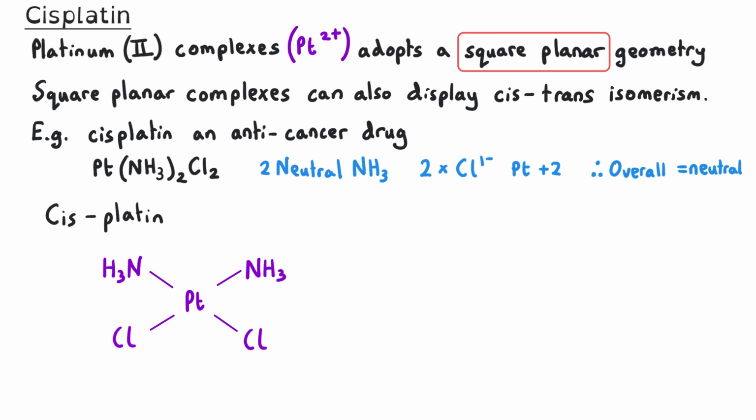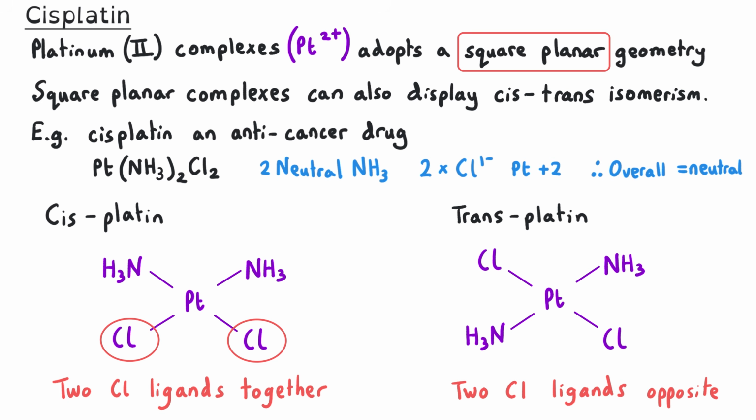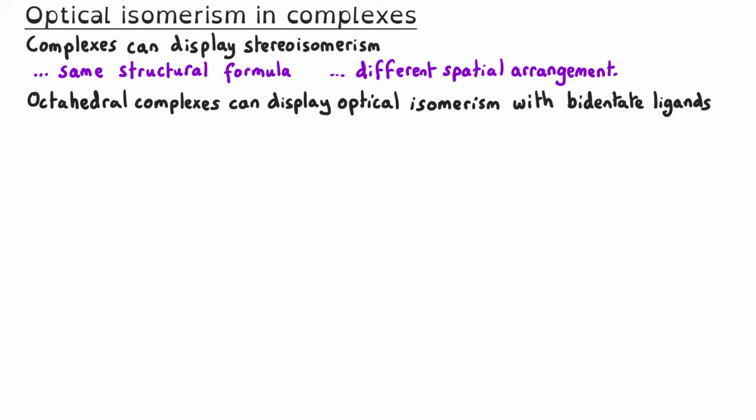In cisplatin, the 2 chloride ligands are together next to each other, and in the stereoisomer transplatin, the 2 chloride ligands are opposite each other. And so both of these stereoisomers have the same formula, but they have a different spatial arrangement. And it is only cisplatin that is able to act as the anti-cancer drug. The transplatin has the wrong arrangement of its ligands.